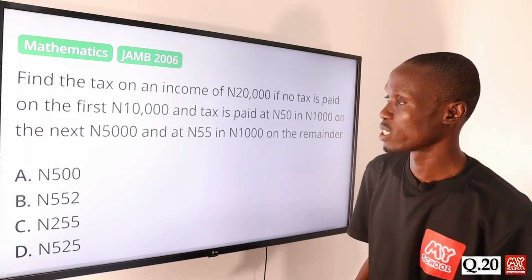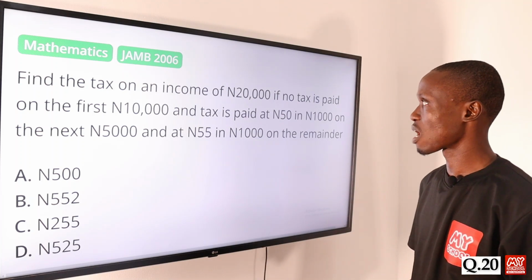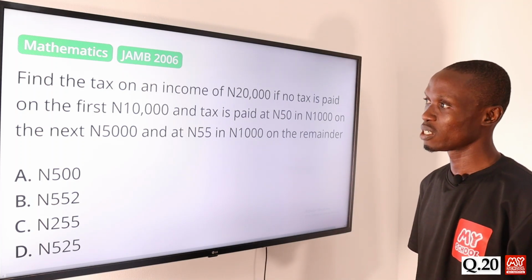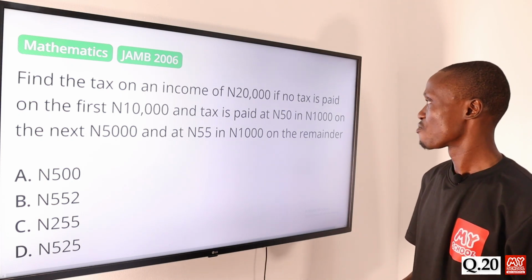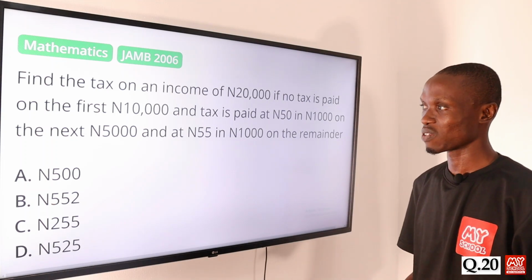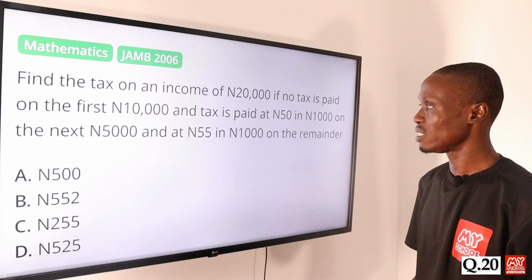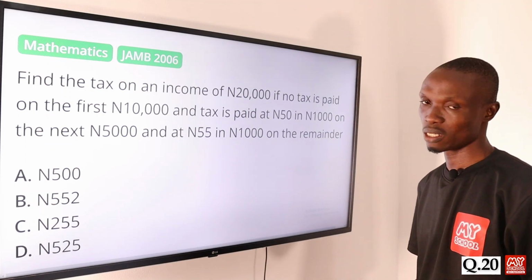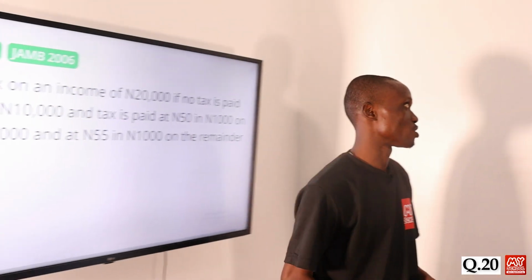Moving on to question 20. Find the tax on an income of 20,000 if no tax is paid on the first 10,000 and tax is paid at 15 naira in 1,000 on the next 5,000 and at 55 naira in 1,000 on the remainder. So let's move over to the board to provide answer to this question.